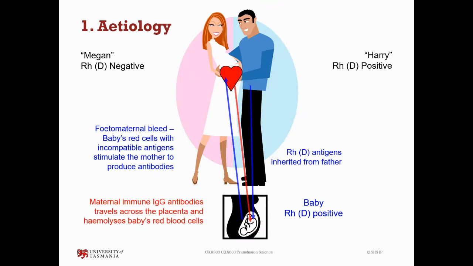If that antibody is IgG class antibody, then it can cross the placenta and it can sensitize and cause hemolysis of the baby's red cells. And so this is what we call hemolytic disease of the fetus and newborn. Most of this should be familiar to you. The thing to remember is that it's not just caused by anti-D, although anti-D was the most common cause up until the 1970s.